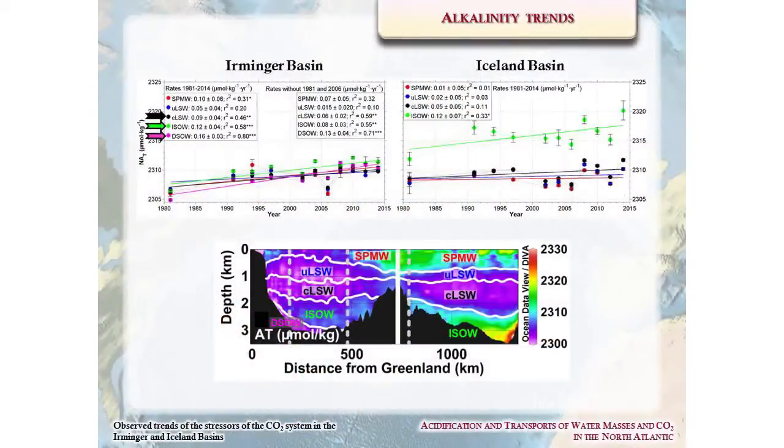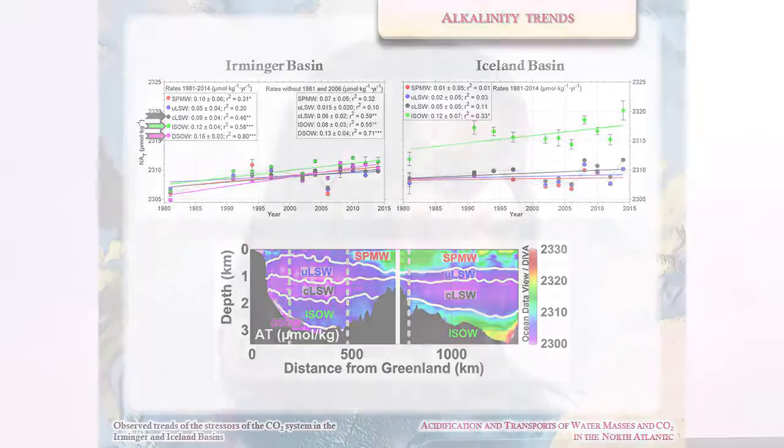Now I'm going to present the results of the study, starting with the alkalinity. On the lower panel, you can see that the waters of the Irminger and Iceland basins present an almost homogeneous value of alkalinity. However, in the Iceland basin, the subpolar mode water and the Iceland-Scotland overflow water present higher values of alkalinity. The high values of alkalinity of the Iceland-Scotland overflow water are related to the influence of the lower North Atlantic deep water. And the high alkalinity values of the subpolar mode water are due to the high salinity of this water mass.